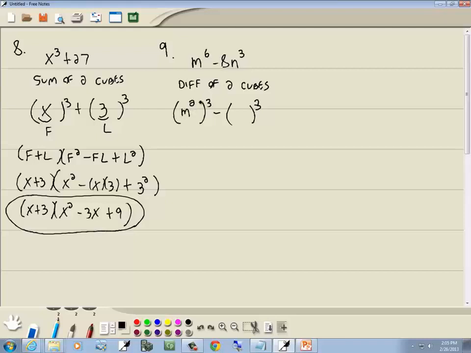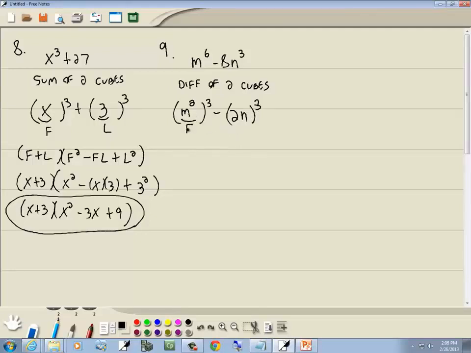A very easy way to figure out what this should be, take whatever power you have here, which is 6, divide by the 3, and that gives you 2. Now for the 8, 2 times 2 times 2 gives you 8. And for the n to the third, n times n times n gives you n to the third. So we were able to rewrite it as something to the third power minus something else to the third power.